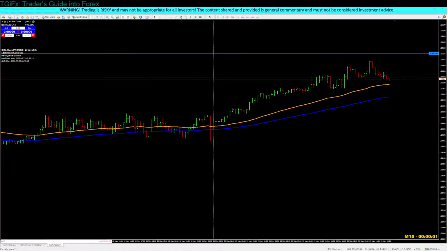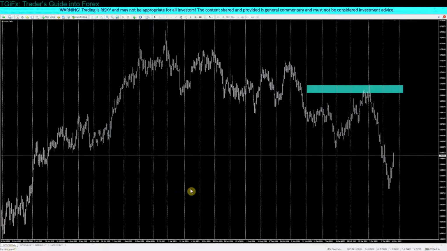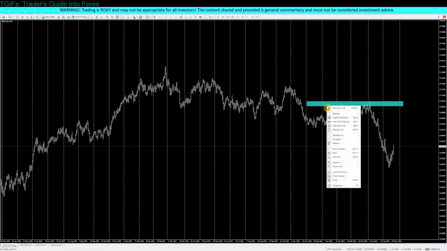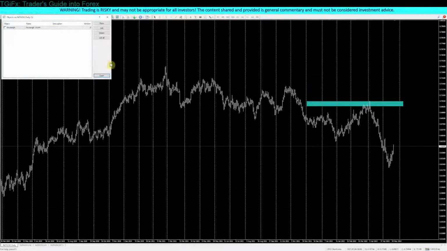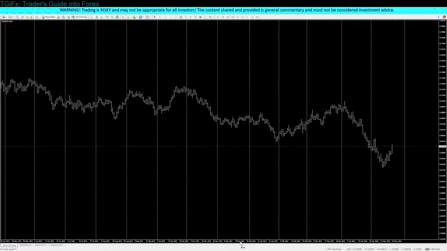NZD USD. Alright? So, let's go for that. On the daily chart, meron akong, ang galing ko lang to. Mabilis lang, ha? Rectangle. Okay, good. So, yes, generally, we are still looking at the downtrend.